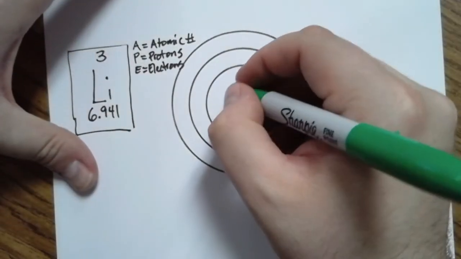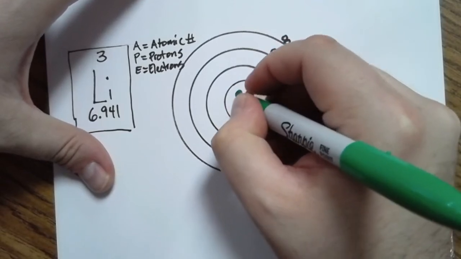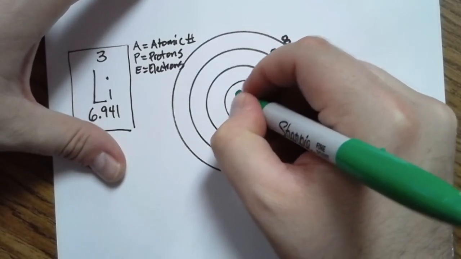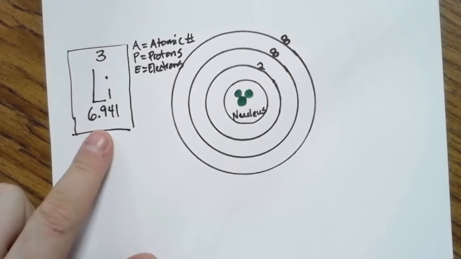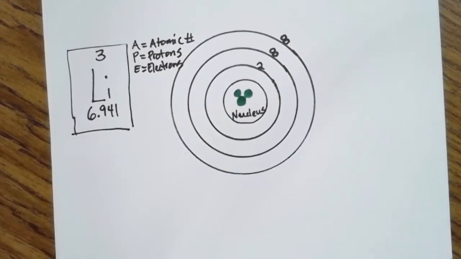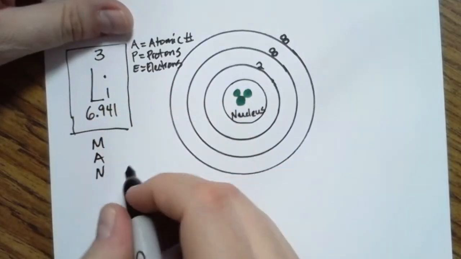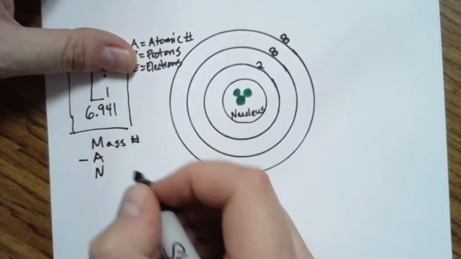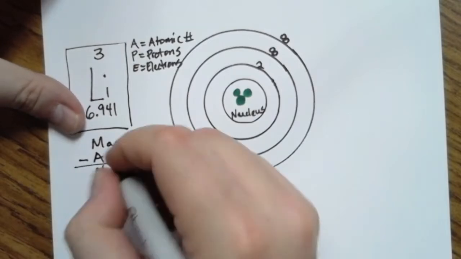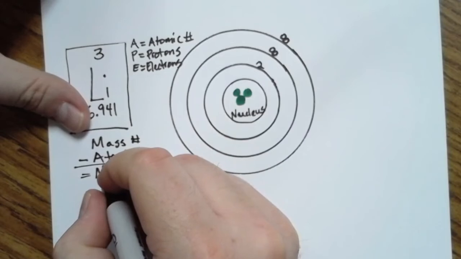So I know that I have 3 protons. 1, 2, 3, and really they should be kind of stuck together, but I'm doing them separate so that we can see them. I got almost a Mickey Mouse there. So now we need to do the neutrons. And there's another little acronym we can use to remember that. It's MAN, M-A-N. And the way you can do that is the mass number minus the atomic number equals the neutrons.